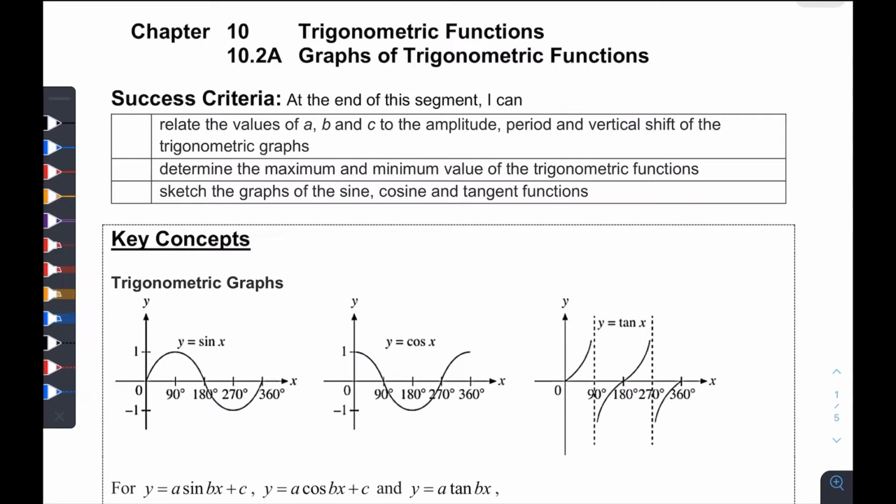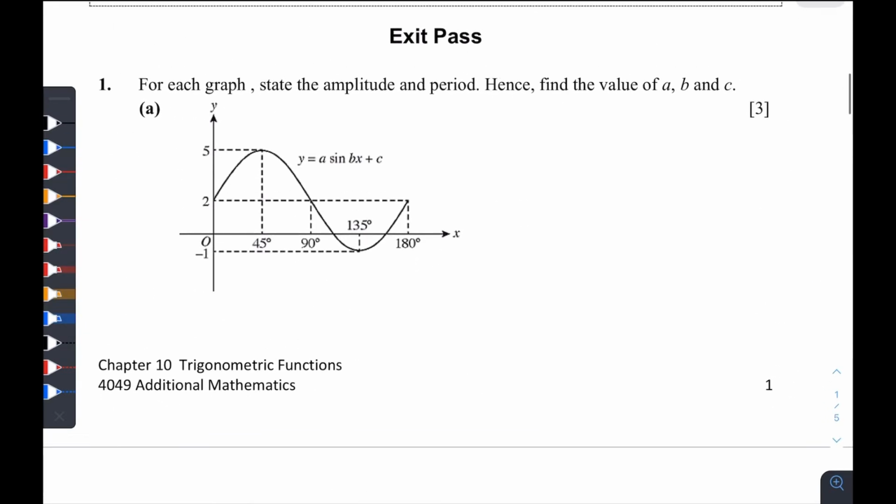So this is really about getting the properties of the trig graphs from ABC, or from these properties of the trig graphs obtaining back our ABC. From there we can also determine our maximum and minimum, and we can sketch the graphs of sine, cosine, and tangent. So without further ado, let's jump into the exit pass question 1.